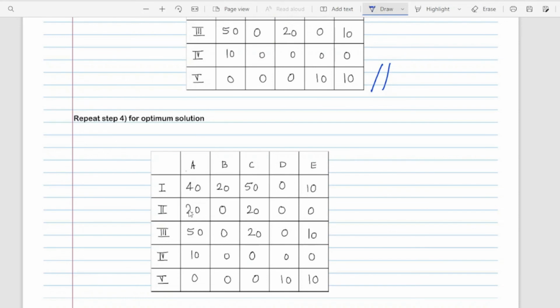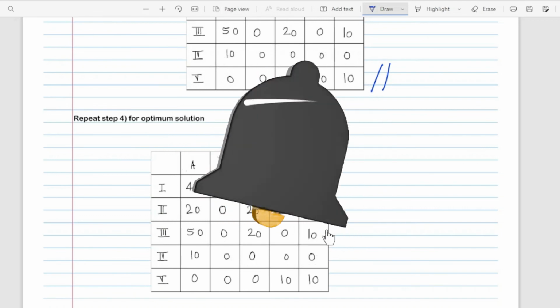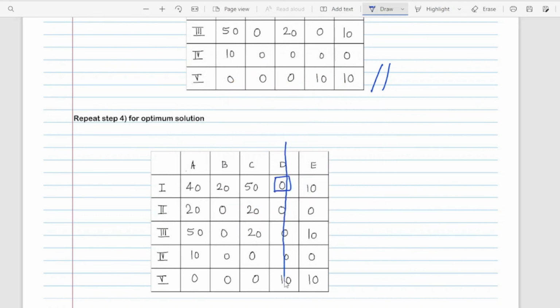We repeat the same step for the optimum solution. In the first row, the number of zeros is 1, so we allocate that 0 and cancel out all other entries from that column. In the second row, there is more than one 0, skip that row. In the third row, there is only one 0, so allocate that 0 and cancel out all other entries. In the fourth row, again more than one 0, skip. In the fifth row, more than one 0, skip that row.